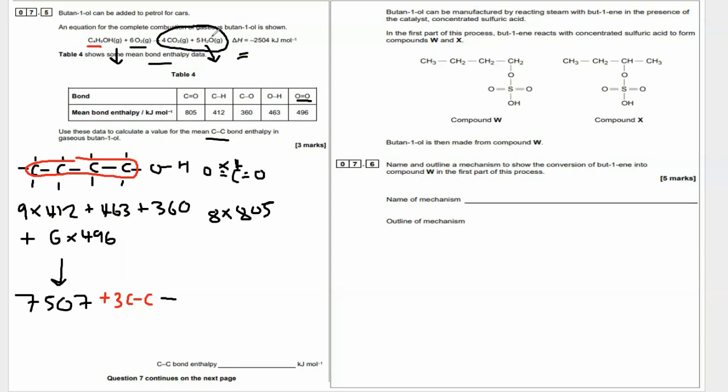And then if I look at H2O, I want to do 5 times this. That's 10. So I've got 5 waters. So I've got 2 O-H bonds, and they're 463 each. So I want to do 10 times 463. And if we add those together, we're going to get 11,070. And that is equal to, as we're told up top, minus 2504.